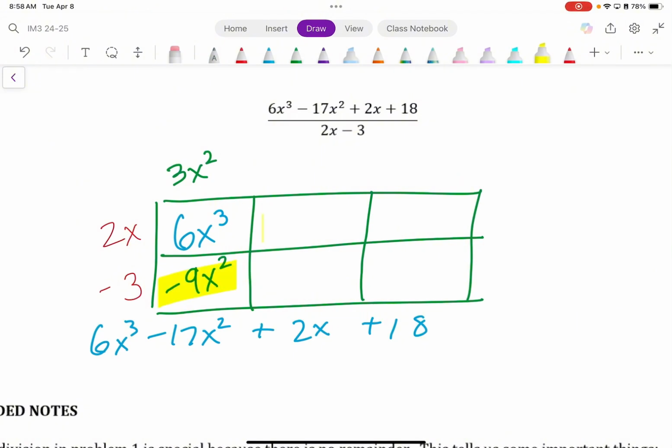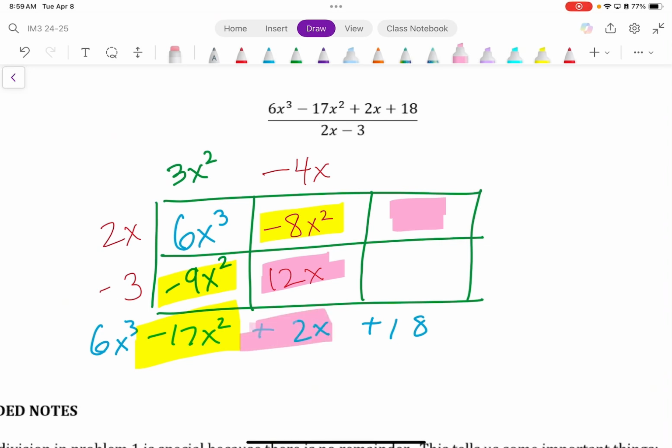Now the sum of negative 9 and some other number have to add up to negative 17. So what is my other number? Negative 8x squared. How do I get negative 8x squared? Negative 4x on the top. So then I get positive 12x down here. The sum of 12x and some other number have to add up to positive 2x. So we're going to be subtracting. What are we subtracting? Negative 10.